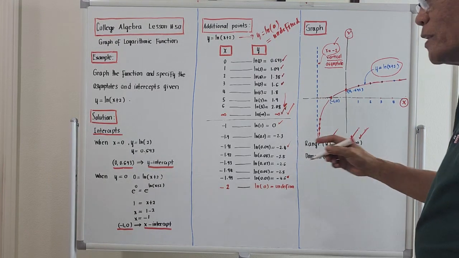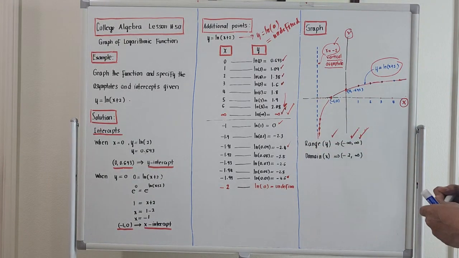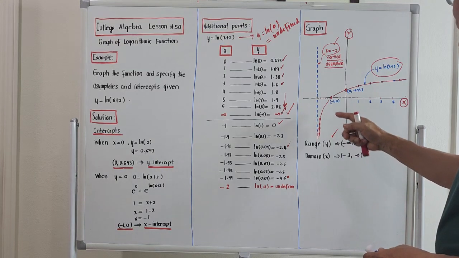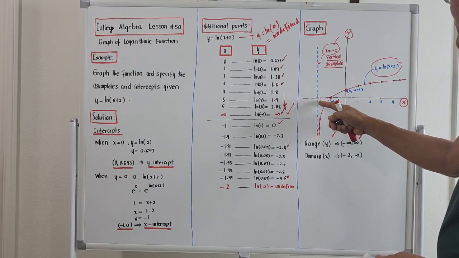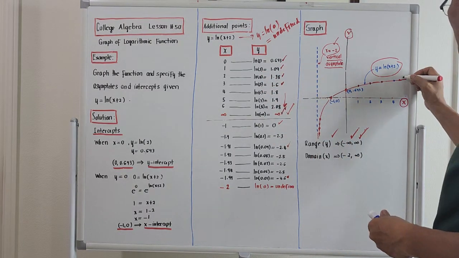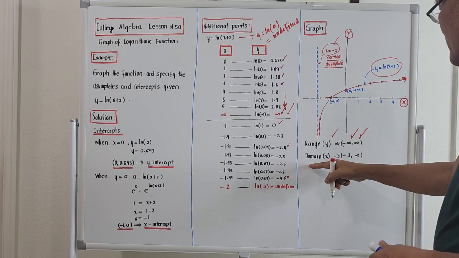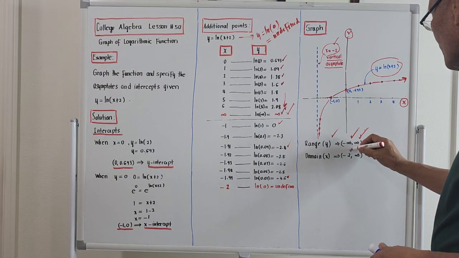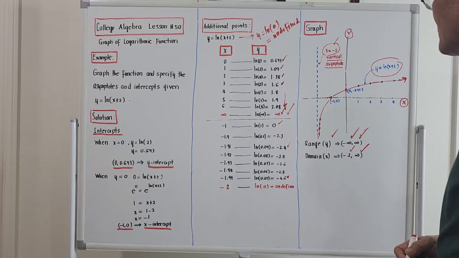And the domain is for the x value. The value of x should be from negative 2, negative 2 to the left, and the maximum value will be positive infinity. So the domain of x is from negative 2 to positive infinity.